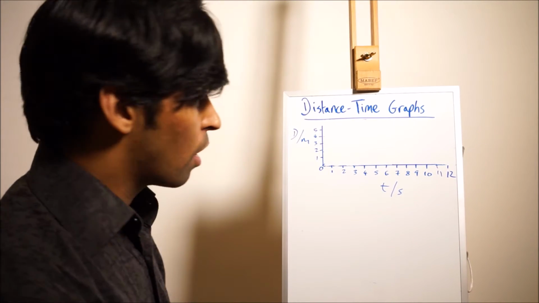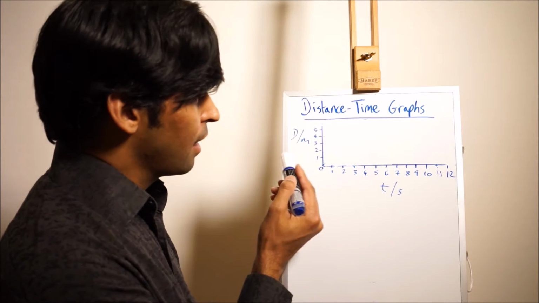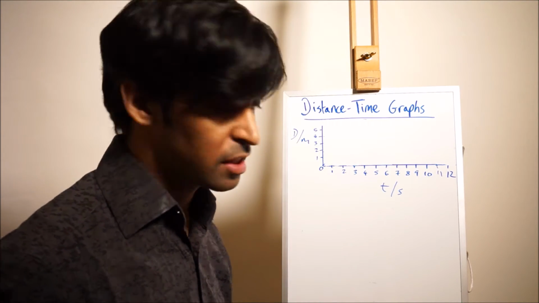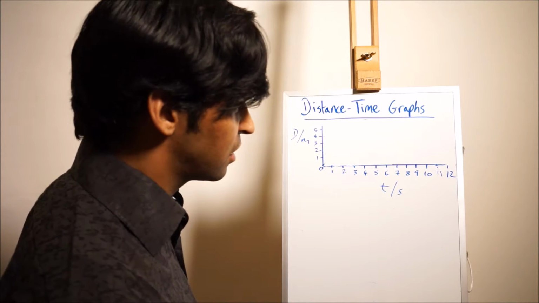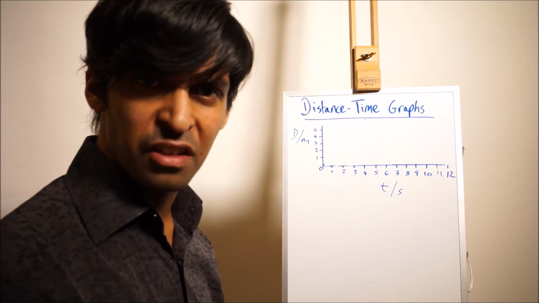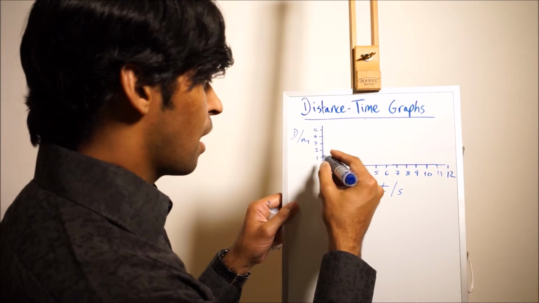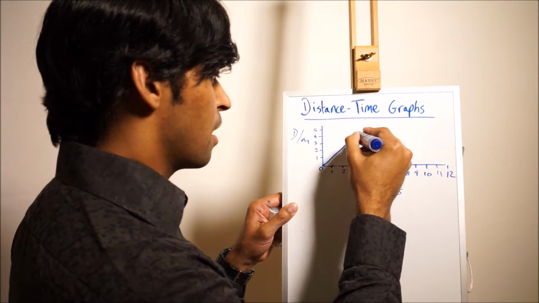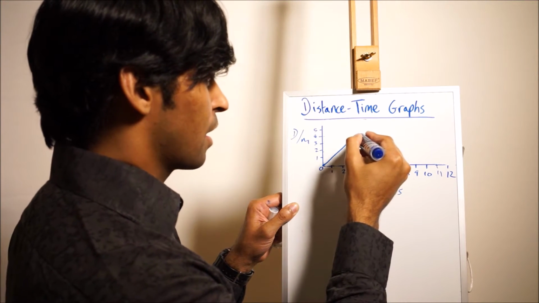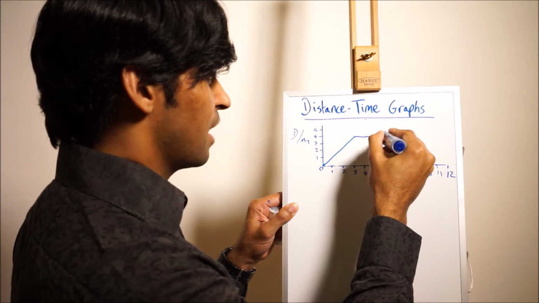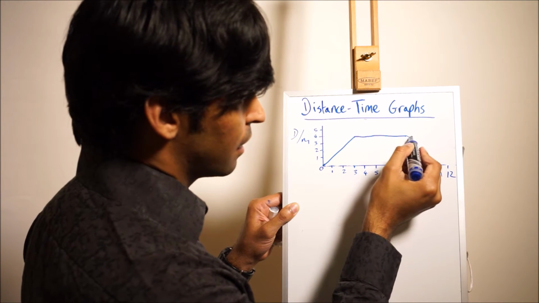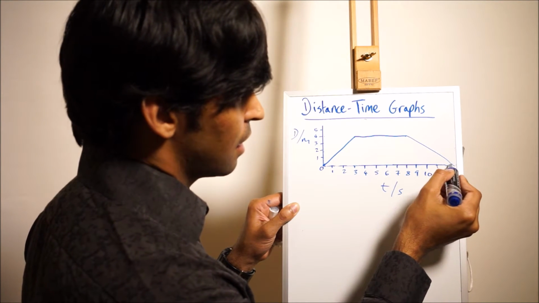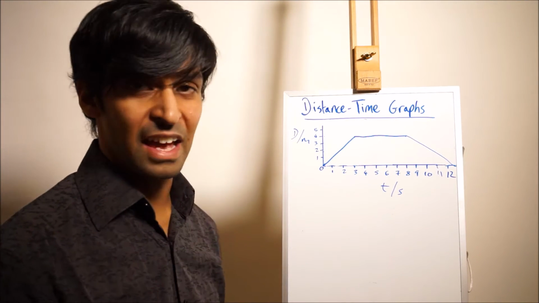On a distance time graph, you have two axes. On the y, we're measuring distance in meters, and on the x, we're measuring time in seconds. And you're going to encounter three different types of line. The first is a positive upward slope, like so. The next line is a horizontal line, like so. And the final line is a negative slope, like that.